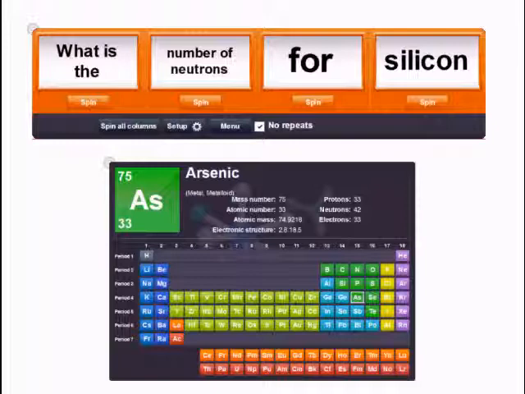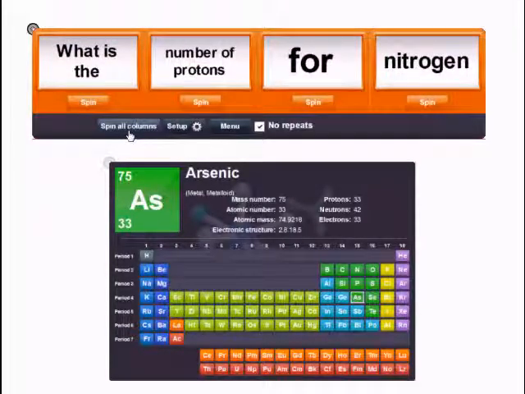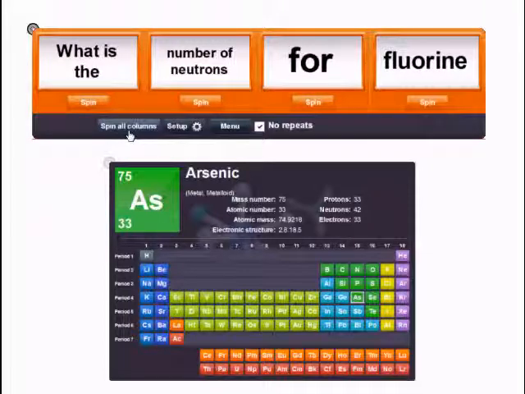But if I want to ask questions about neutrons, electrons, protons, I may let the students spin, and when they spin here they'll be asked, hey, what's protons for nitrogen? Spin again. I might want neutrons for fluorine, and you could let them look at the periodic table. Of course, down here at the bottom, this one will show you the answer. We don't want that. We want them to learn how to find those answers. But this is an example of how to use the widget for science.